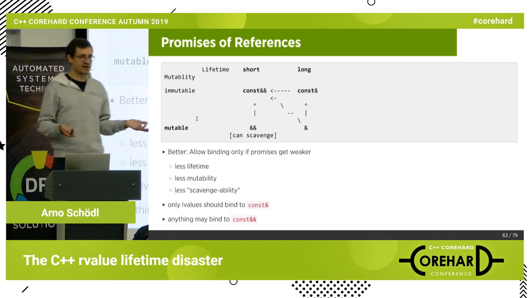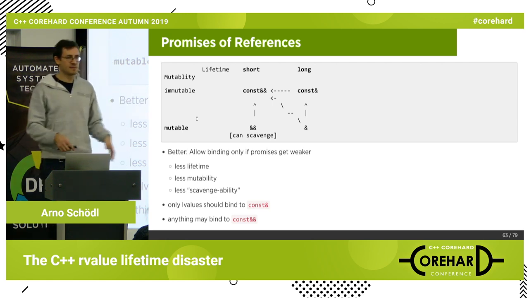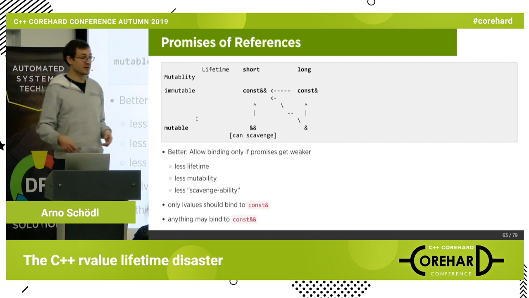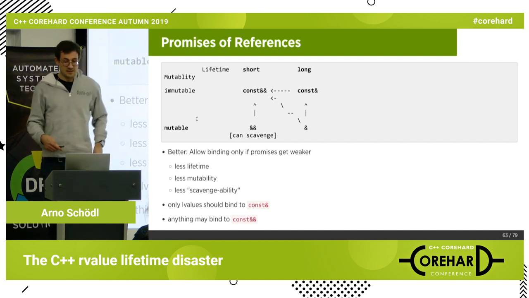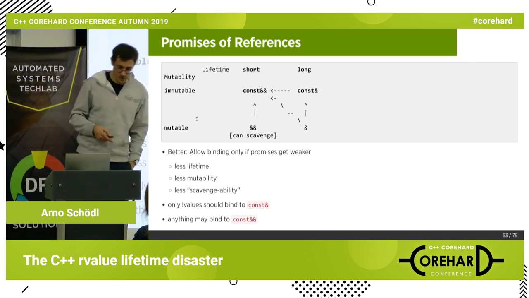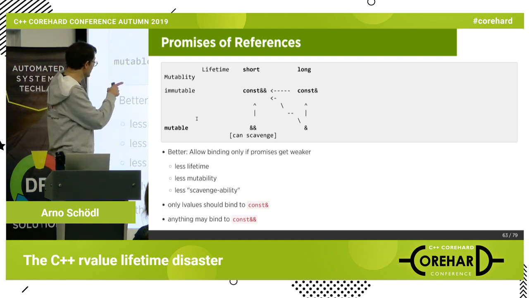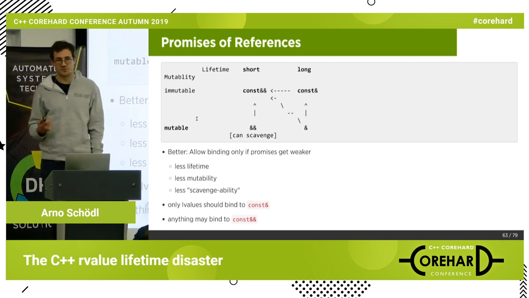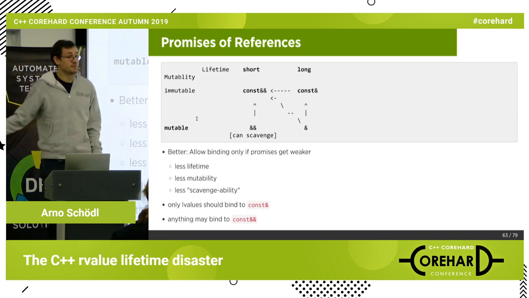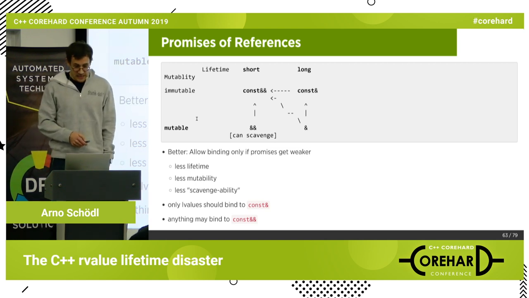So everything can bind to a const rvalue reference, because the const rvalue reference doesn't promise anything. It has the minimum number of promises. So anything can bind to it, no harm done. And const ref, only L values can actually bind to. So we go for less lifetime. We go for less mutability. You can always bind something mutable to something const. And less scavengeability. Otherwise, you may be tempted to say, okay, an L value reference can moonlight as an R value reference. But of course, that's not true, because if you rip stuff out of that reference, then other people may see it and say, oh, that's weird. Someone changed that object.